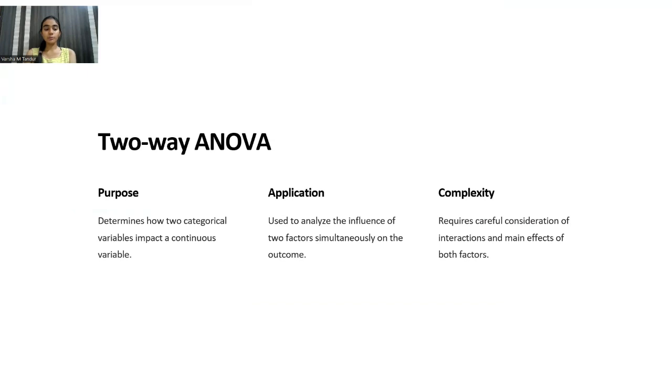Two-way ANOVA. Purpose: it determines how two categorical variables impact a continuous variable. Application: it is used to analyze the influence of two factors simultaneously on the outcome. Complexity: it requires careful consideration of interactions and main effects of both factors.